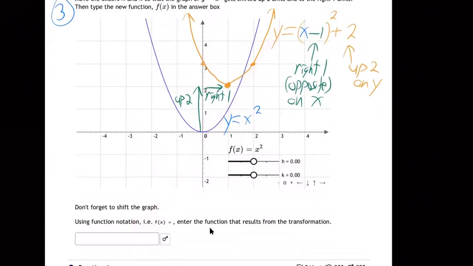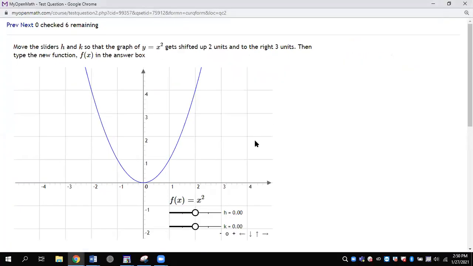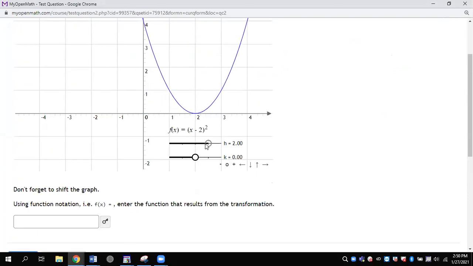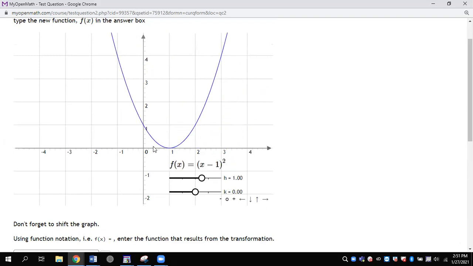Let me show you the actual homework problem from your homework number 3. There it is. So you're seeing it. I'm going to play with this here. I'm going to move this. Let's see how the equation changes. See how when I move this slider, it's gone right 2, and this says x minus 2. See how it's opposite? If I go all the way to here, it's minus 4, minus 3, minus 2. There's what we want. We want it right 1, and then up 2. There we go. See how I did that?